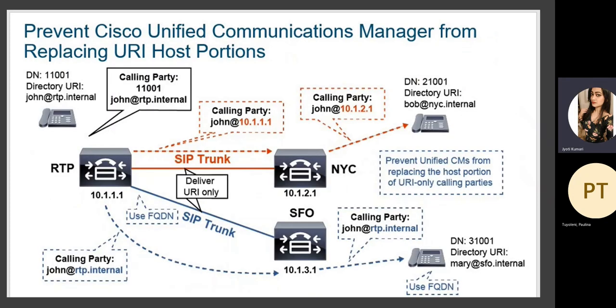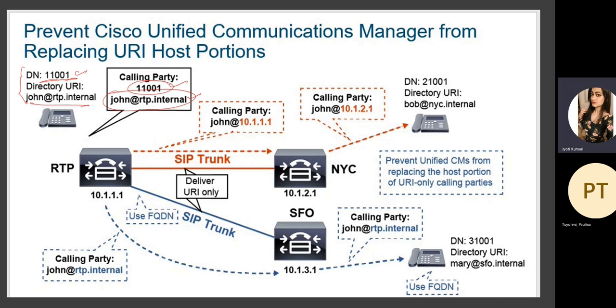Prevent CUCM from replacing the URI host portion. So how can we prevent CUCM from replacing the URI host portion? That we will see in the lab also. We have a directory number, we have a directory URI, we have a DN number. Now when a calling party is making a call to either this or this, it can make a call either to the DN number or to the URI.